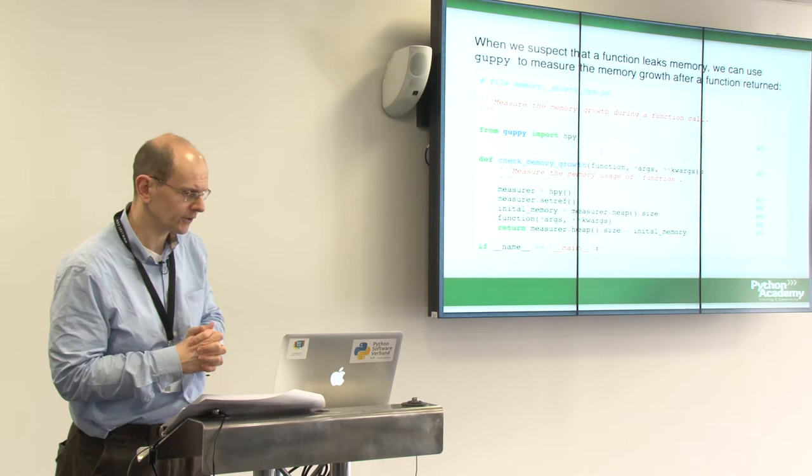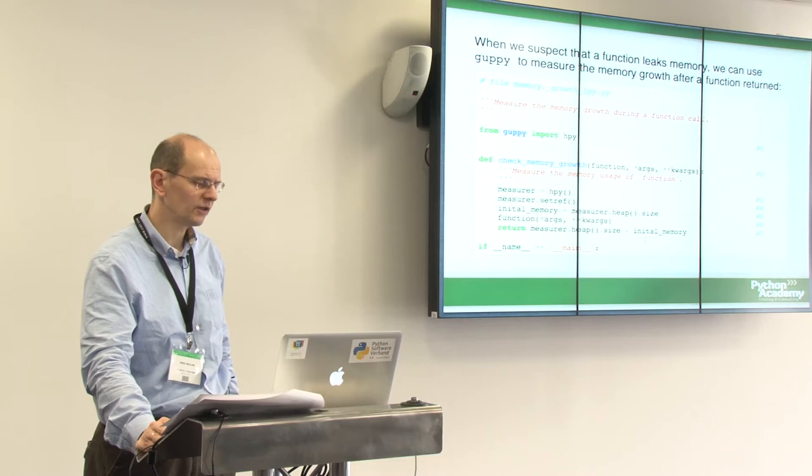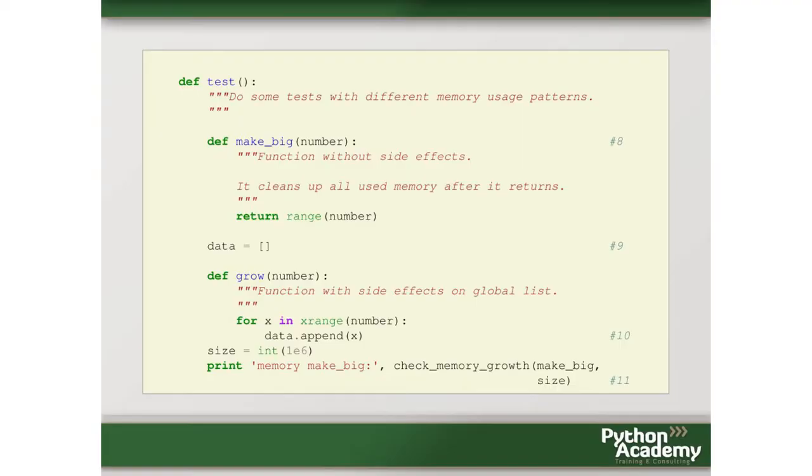I do the same thing. I make an instance. I set everything to zero. I get the size. I call my function, and I measure again. That's pretty much the same thing I did before, but with a different technology. I just don't use a decorator. I just use a function, which for other use cases can also be useful. And then I do the same thing. I have a test here.